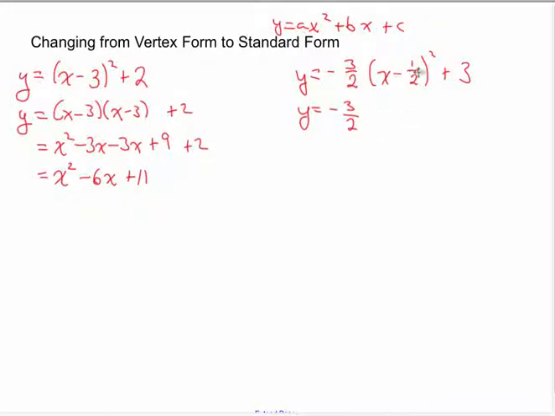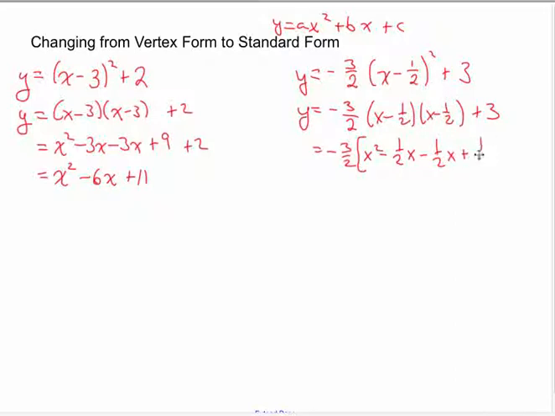So, negative 3/2. This is the same thing as x minus a half times x minus a half, and then plus 3. I need to expand these two brackets first. So I'm just going to give them one big square bracket and give them some space. So, x times x is x squared. X times negative a half is minus 1/2 x. Negative a half times x is another minus 1/2 x. And negative 1/2 times negative 1/2 is positive 1/4. And then plus 3 at the end.